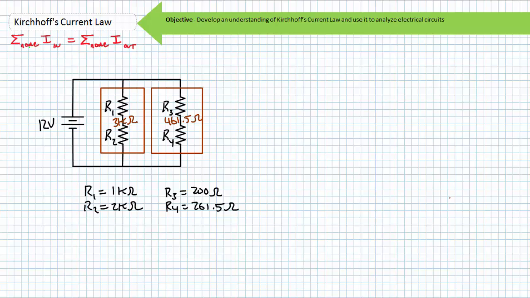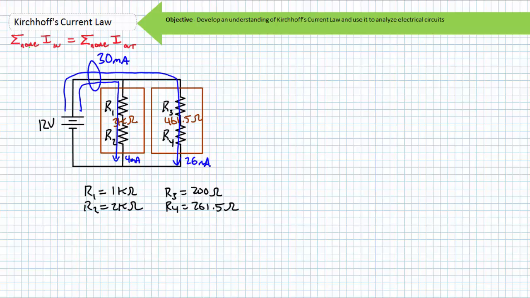The answer is no. With 12 volts across a 3 kilo ohm path, it will still draw 4 milliamperes of current from the source. With 12 volts across a 461.5 ohm path, it will still draw 26 milliamperes of current from the source. When two paths are drawing respectively 4 milliamperes and 26 milliamperes of current, the source will supply 4 plus 26, or 30 milliamperes of current.